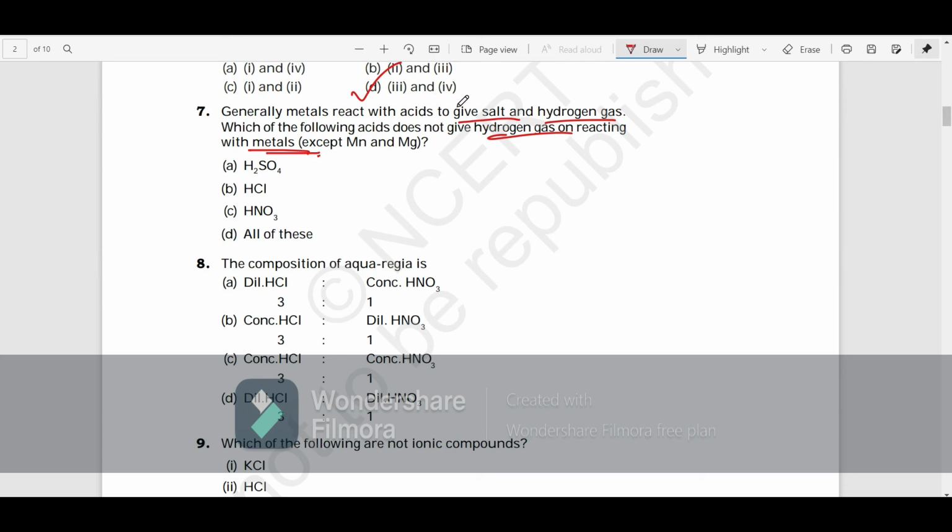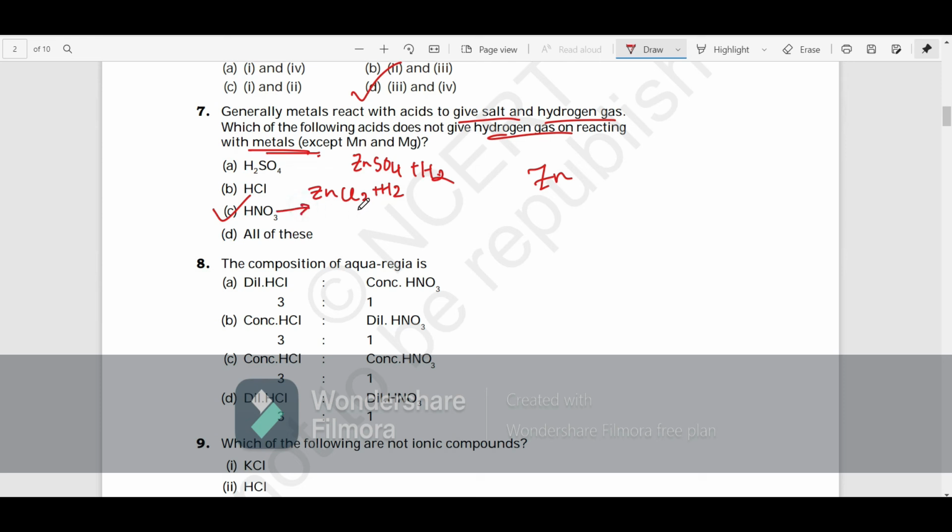Let's just take some metal. Let's take zinc. Zinc with H2SO4 will give you ZnSO4 and H2. Next, with HCl it's going to give you ZnCl2 and H2. Here also hydrogen gas is given. So of course this should be the answer, but how?